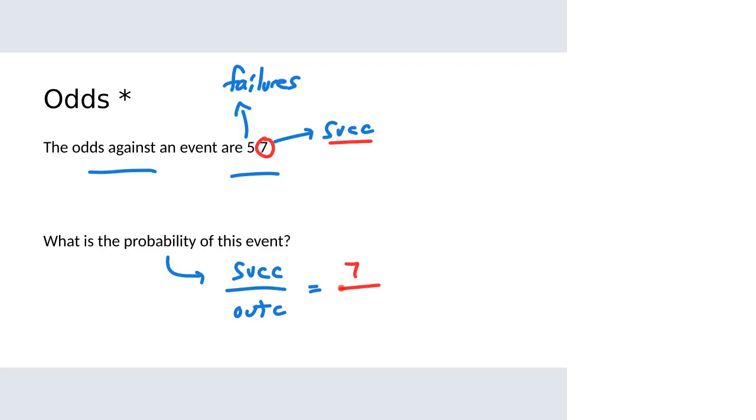Well, wait a minute here. I wasn't given the number of outcomes, but if 5 things are failures and 7 things are successes, if I want everything all together, I'm going to need to add these to find out that there are 12 outcomes. And so the probability of this event is 7/12. Let me know if there's anything in there that doesn't make sense or is confusing. The main thing is probability is successes over outcomes, and odds against are failures to successes.